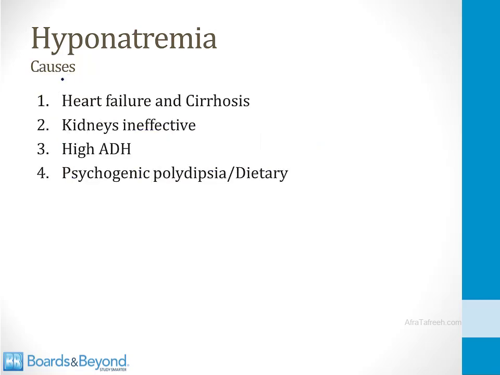Now let's talk about specific causes of hyponatremia. If you look up the causes of hyponatremia, you will find a very long list. So I've always found it helpful to group them into categories. The first category is heart failure and cirrhosis. The second is when the kidneys are ineffective. The third group of causes are those that lead to high ADH levels, and finally, there's a special group which includes psychogenic polydipsia and dietary causes.